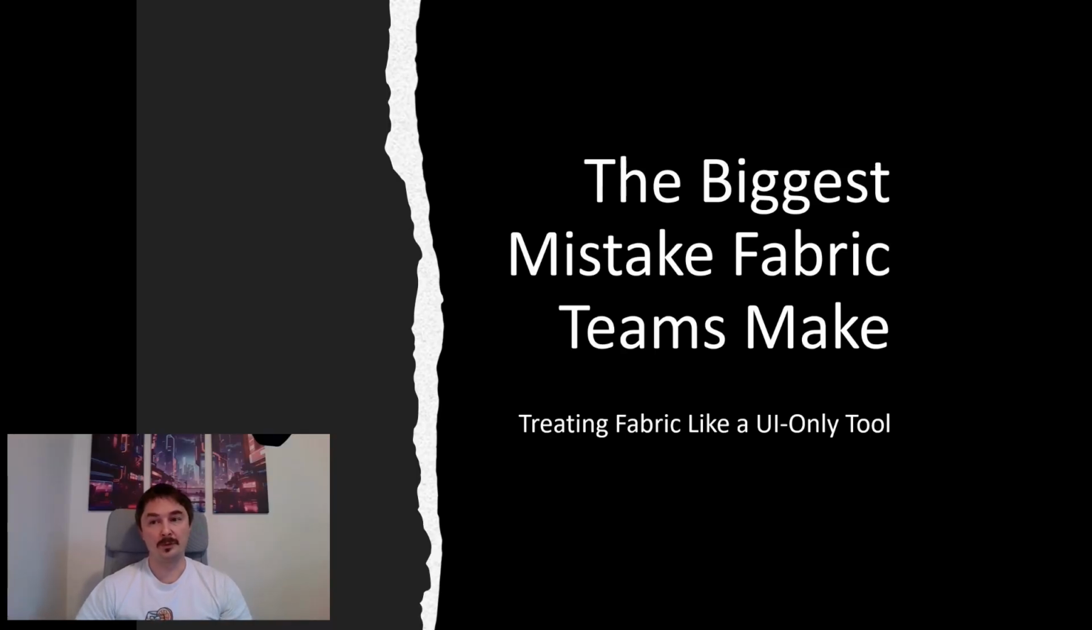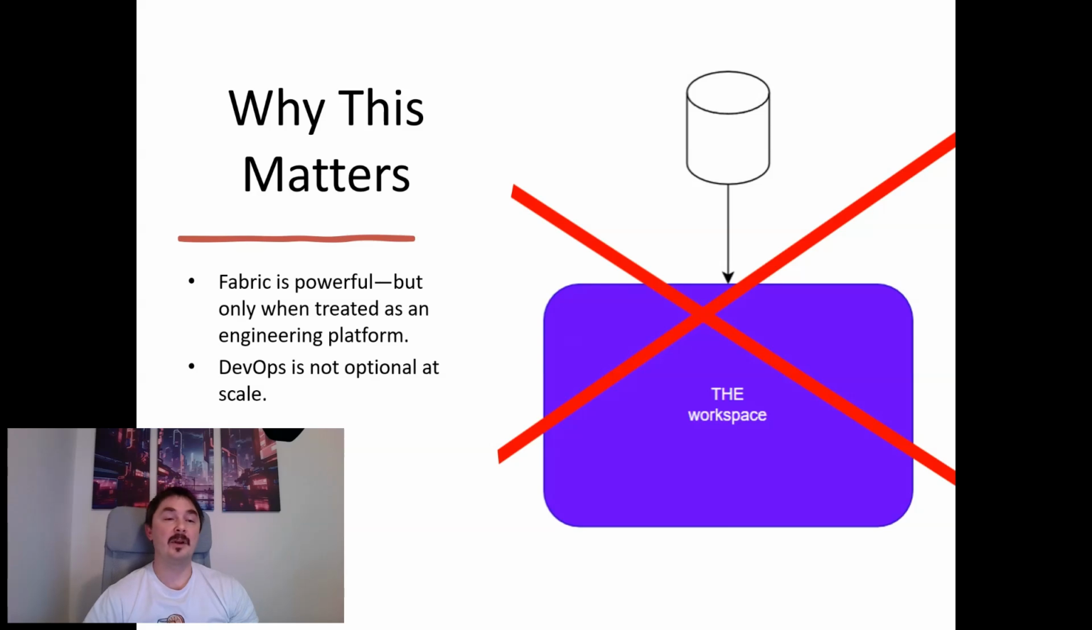Treating Fabric as a drag and drop tool, but it's not. It's a unified SaaS data platform, but still it requires reliable engineering practices. And Fabric makes development easy, but it doesn't magically handle governance, deployments, testing, recoveries, and all that jazz. DevOps fills that gap. Yeah, Fabric is a powerful platform, but if you want to scale it and not have a single workspace where everyone will work and do their job, you need to have those DevOps practices implemented. And we will see all of the benefits and drawbacks in a second.